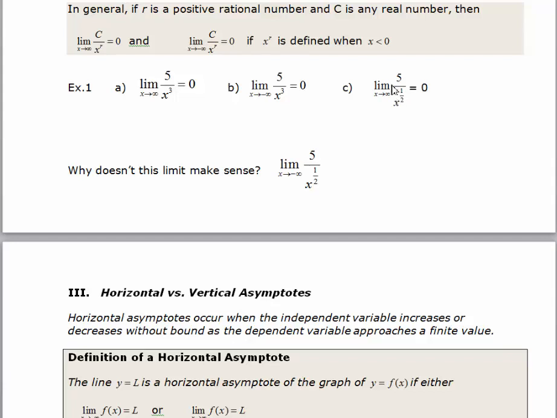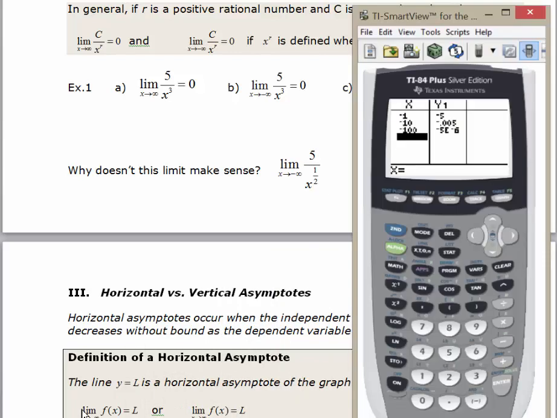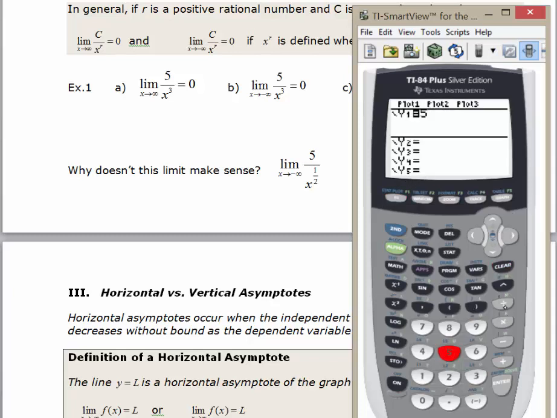The last one, as x approaches infinity of 5 over x to the 1/2, let's get this in our calculator. I'm going to go into my y equals. I'm going to clear this out. I'll do 5 divided by, now we can do 5 divided by the square root of x if we want. That's the same thing as having a fractional exponent of 1/2. I'm going to arrow out. So I've got 5 divided by the square root of x.